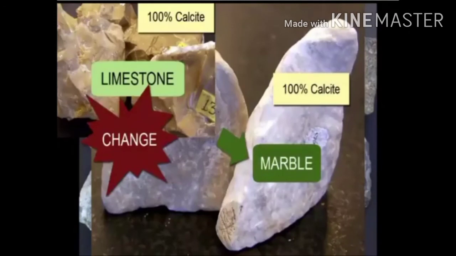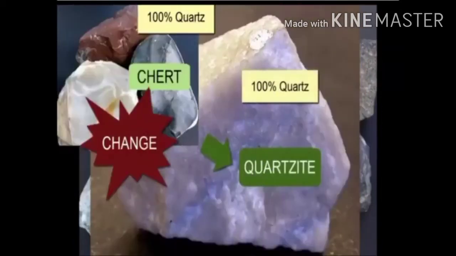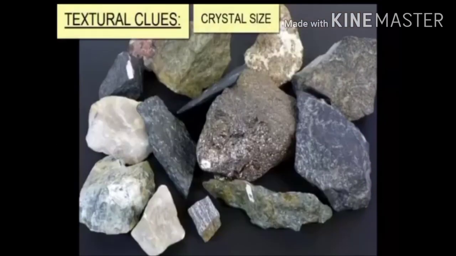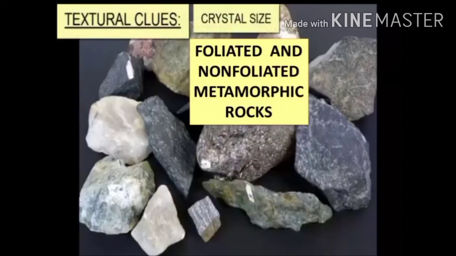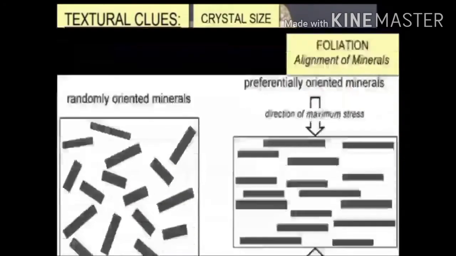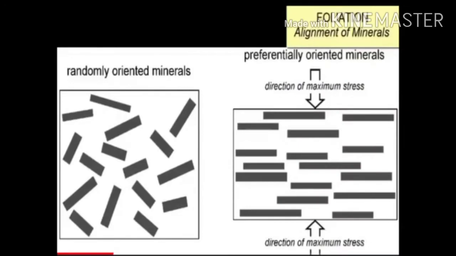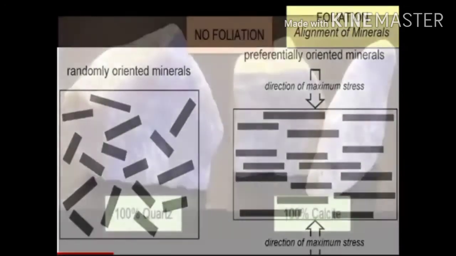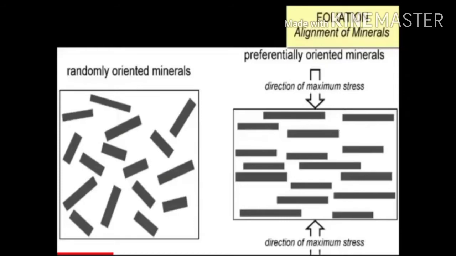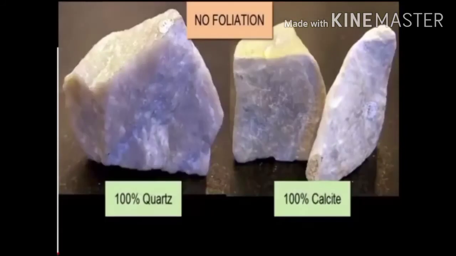The limestones change into marble, which is also called a 100% calcite rock. The chert changed to quartzite. These are their textural clues: foliated and non-foliated metamorphic rocks. Foliation, alignment of minerals. Foliation of minerals is the alignment of minerals. No foliation, there is no alignment of minerals.